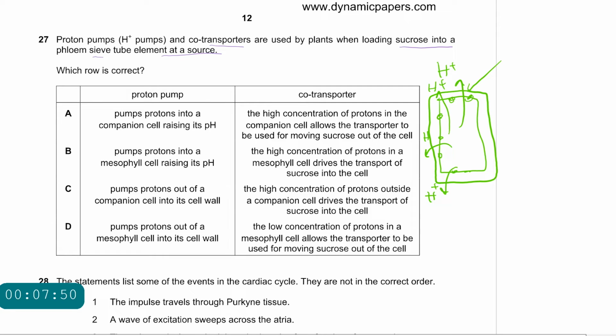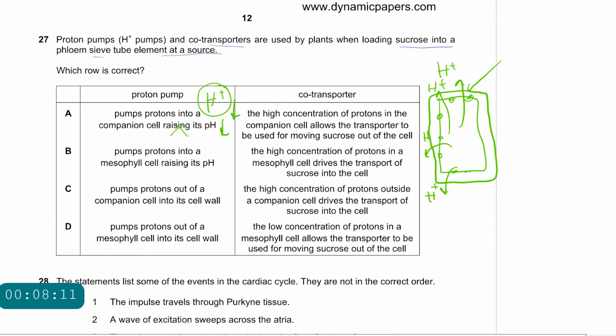We're good with this point? So, proton pump, let's see which answer should be correct. Pumps protons into a companion cell, raising its pH. Actually, pumping protons into a companion cell does not raise its pH, it actually lowers the pH, because the higher concentration of H+ ions, the lower the pH.